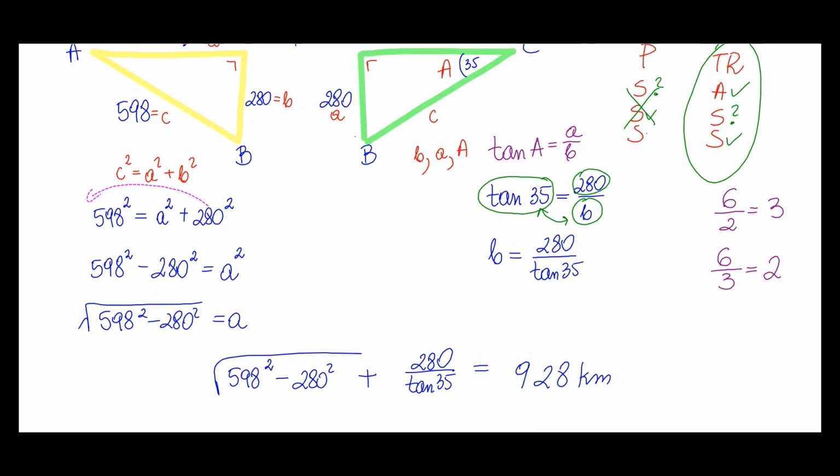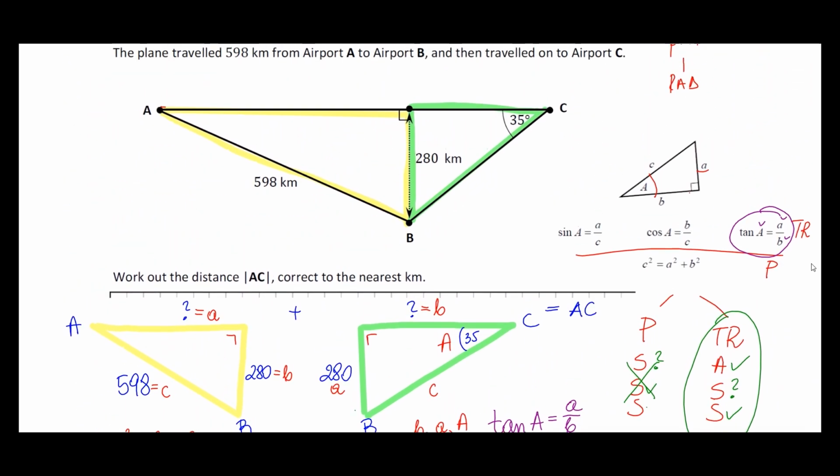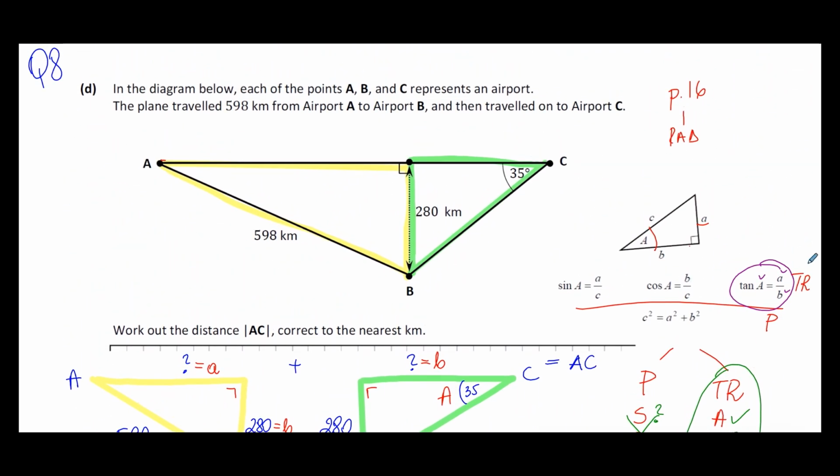So again, can't stress it enough. Trigonometric ratio, Pythagoras, that page 16, extremely important in our junior cert and very, very important as well in our leaving cert. So please make sure to really, really get into it.